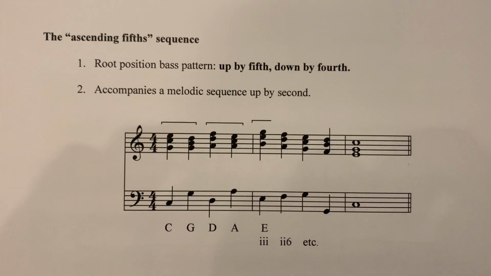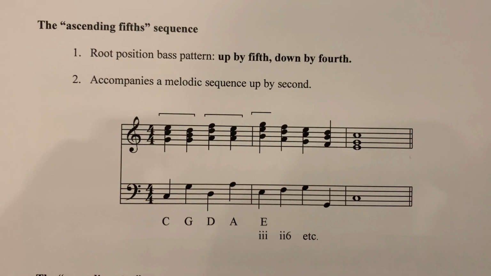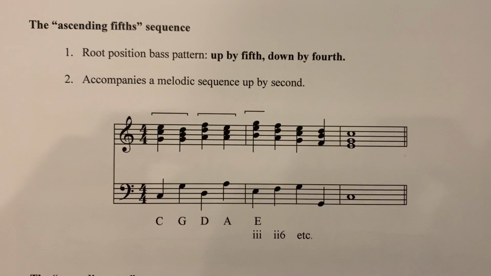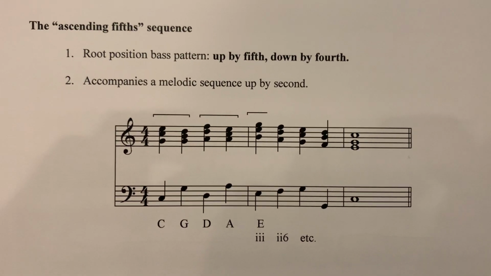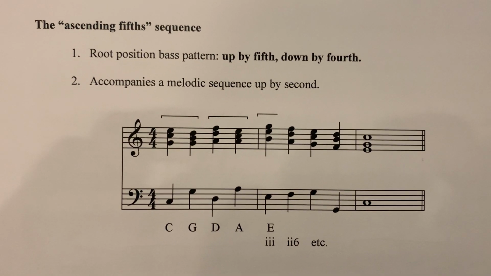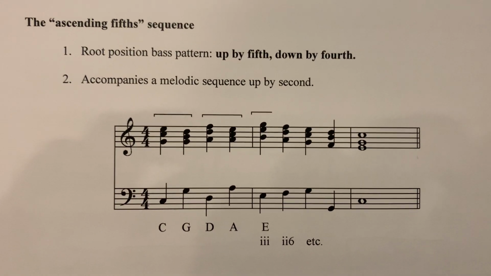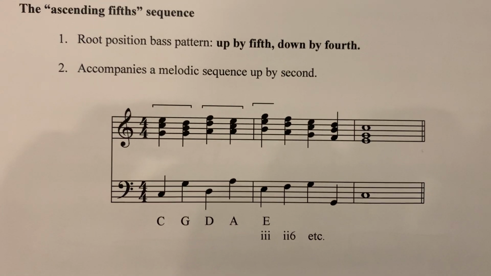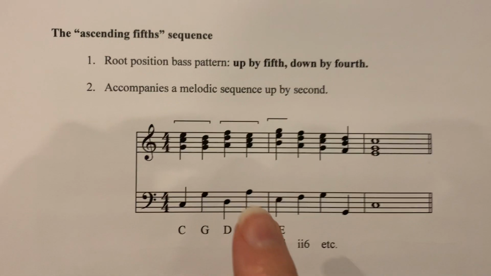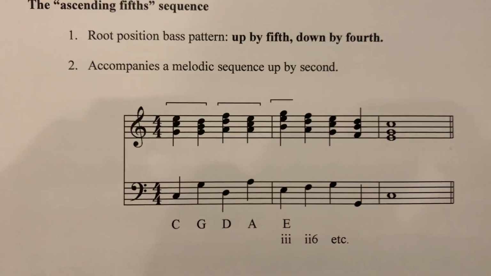Basically, this is called the ascending fifths. It's basically the reverse of the descending fifths. So the root pattern will be up by fifth, down by fourth, or all just moving up by fifths. And since this is the reverse of the descending fifth sequence, it tends to accompany a melodic sequence up by second. Remember how the descending fifths would go down by second? This one goes up by second. So notice the brackets here, how they keep moving up.